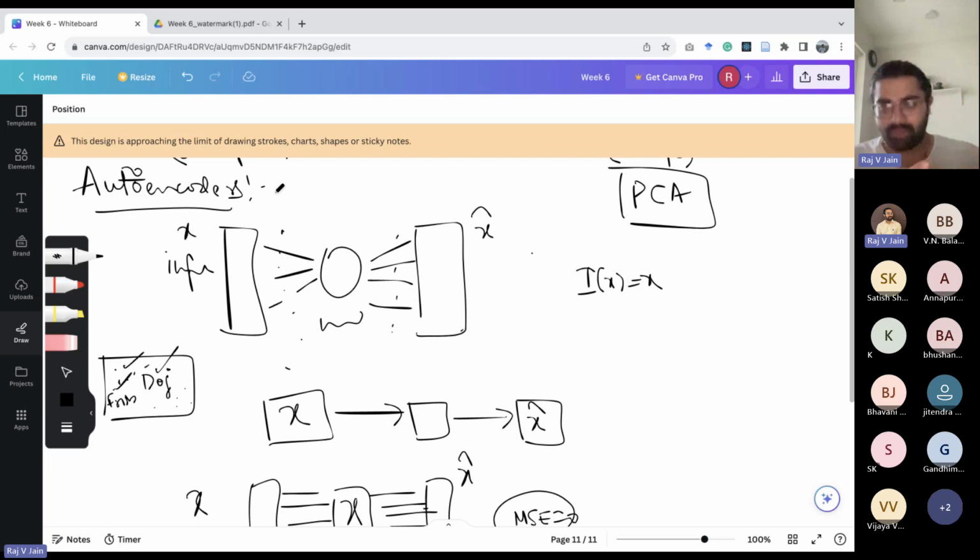Whatever X you get during your test time, you will pass it through this particular part of the network. Whatever output comes from this middle layer, you will use that in your ML algorithm, which you have developed on this lower dimensional space. That's the overall framework with which we generally use autoencoders.